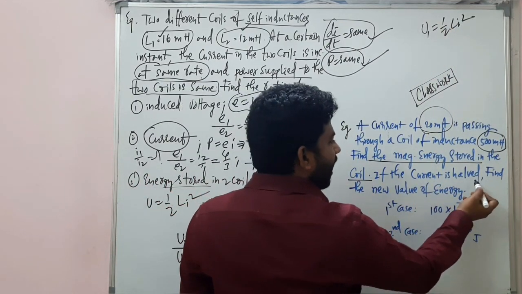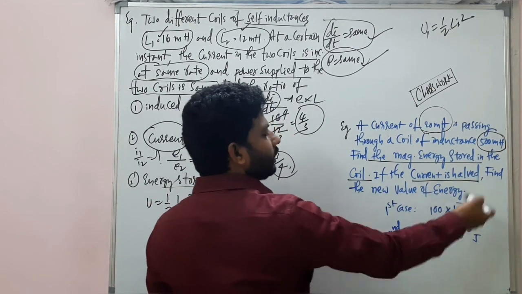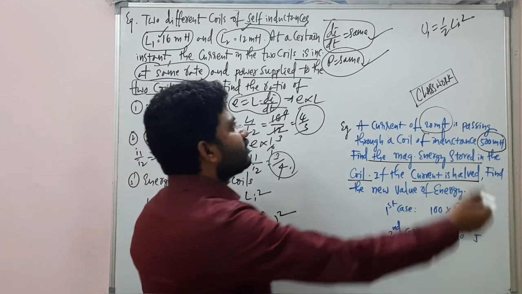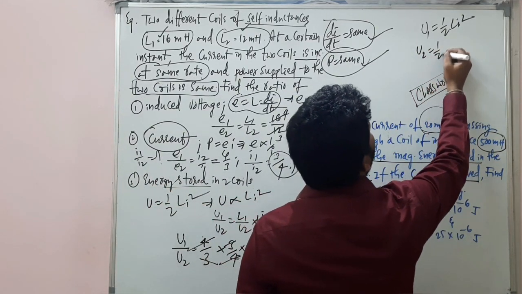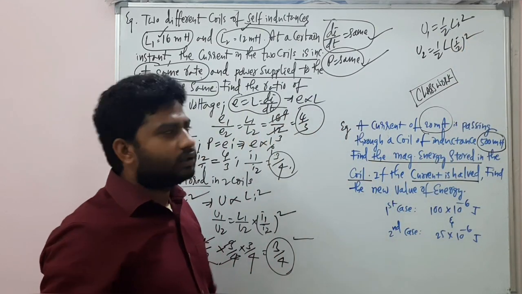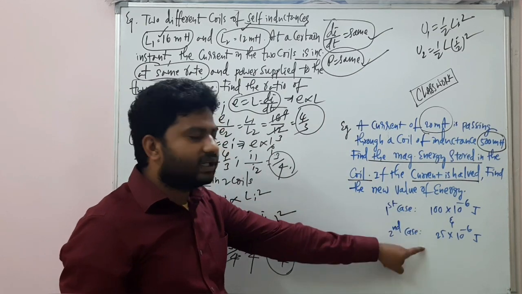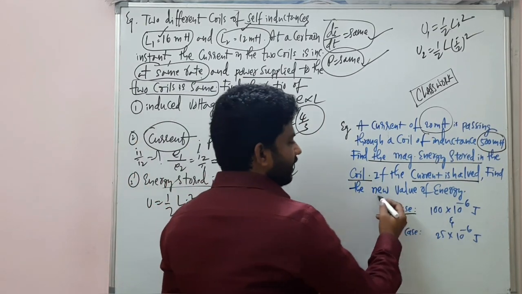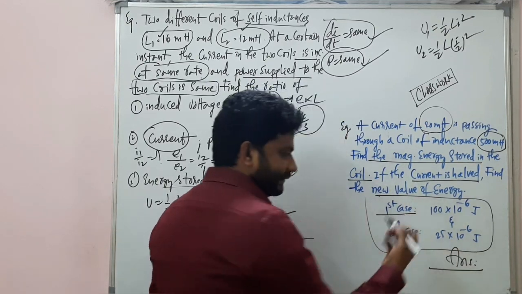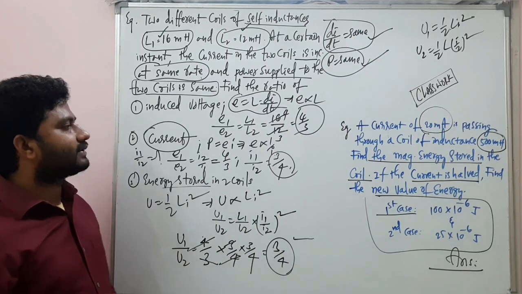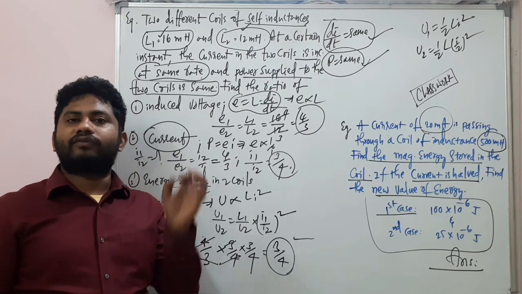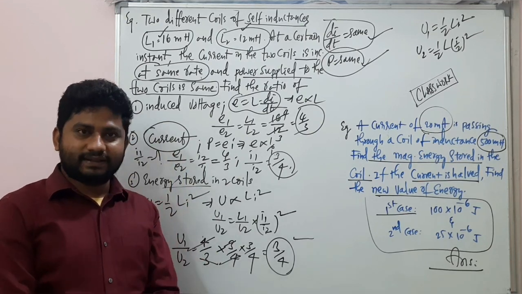If the current is halved, find the new value of energy. Simple, if the current is halved. So in the second case, what happened? Half into L into current is halved. I became I by 2 whole square. Solve these two and you definitely get these answers. First answer and the second answer, your answers need to be like this. Clear? And let's get ready for your assignment of 5 important questions. All the very best.